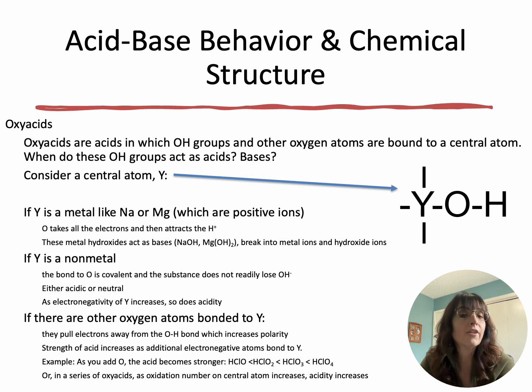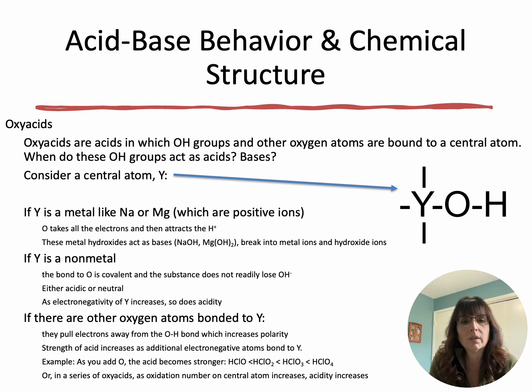What if there are other oxygen atoms bonded to the Y? Like maybe there's another O at the top or something. Well, they pull the electrons away from the OH bond, which increases polarity. So now you've got an acid, because again, you're pulling all those electrons away and up away from that H, making that H very positive. The strength of the acid increases as additional electronegative atoms are bonded to Y.